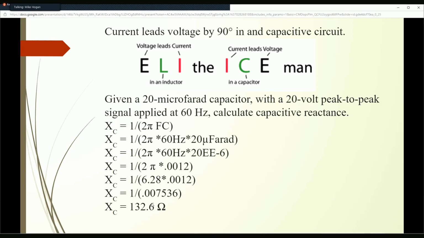Notice the unit is ohms. I'm not sure I mentioned that when we were talking about inductive reactance. For inductive reactance, the unit is ohms, right? And so we're talking about reactance and resistance. They have that same unit, ohms.